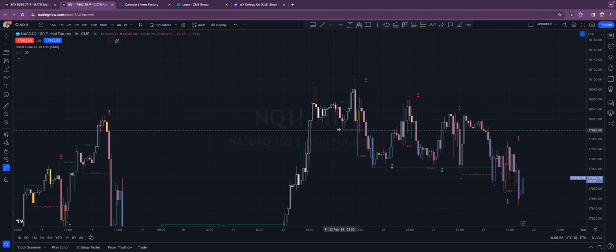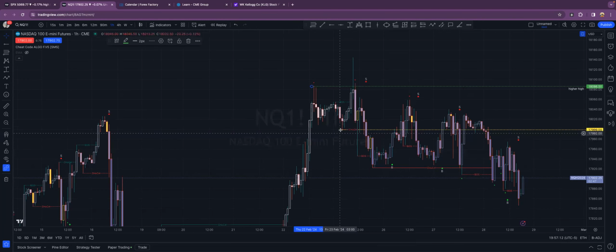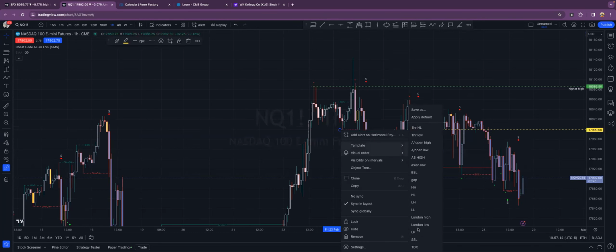You see where it says change of character here? Boom. So you see we came down, right? Made a base. Price went up, took out the high, right? So this was your last, since we were in an uptrend, right?